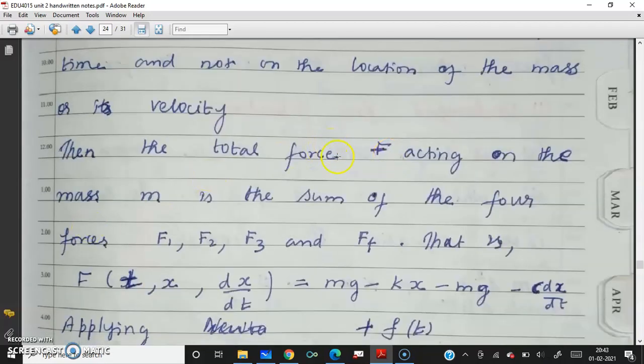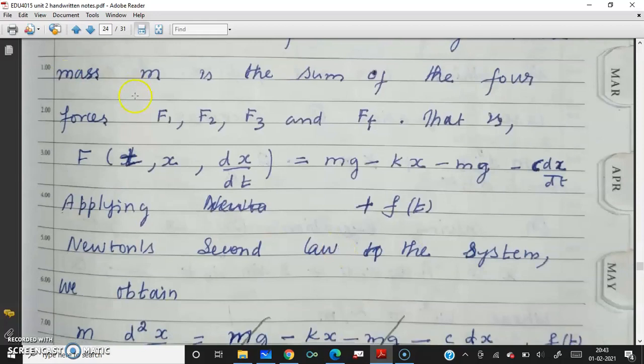Now we go to the total force. The total force F acting on the mass m is the sum of, sorry, not 5, the sum of 4 forces, that is F1, F2, F3 and F4. It's 4 forces acting on the spring. That is, F is a function of t, x and dx by dt. It's a function of t and displacement and also the velocity, that is dx by dt.